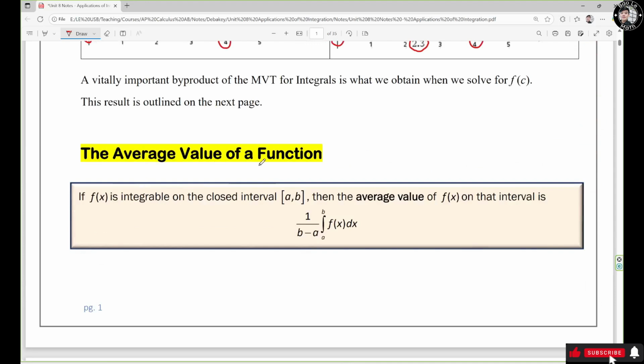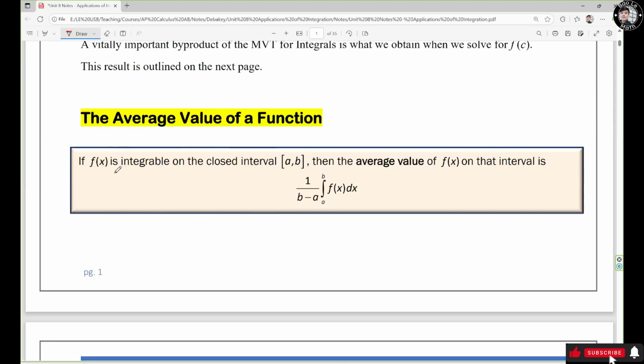Now, the average value of a function. If the function f(s) is integrable on the closed interval [a, b], then the average value of the function f(s) on that interval is 1 over b minus a times the integral from a to b of f(s) ds.